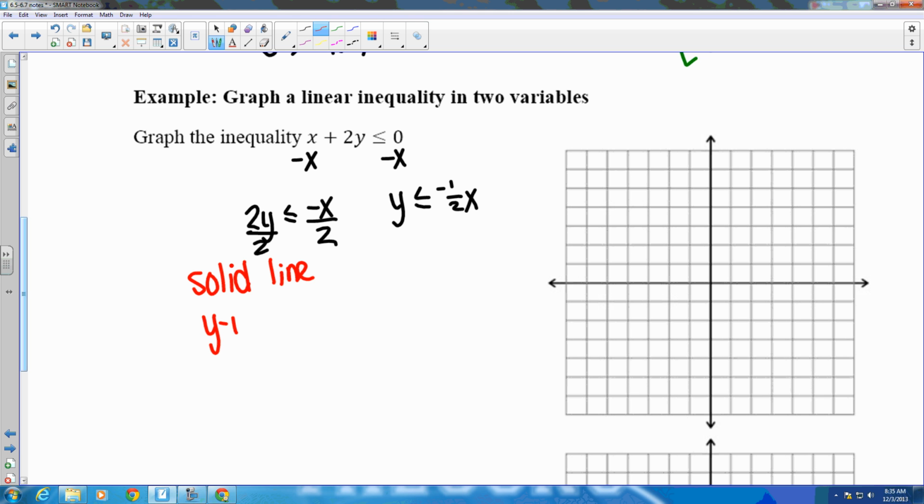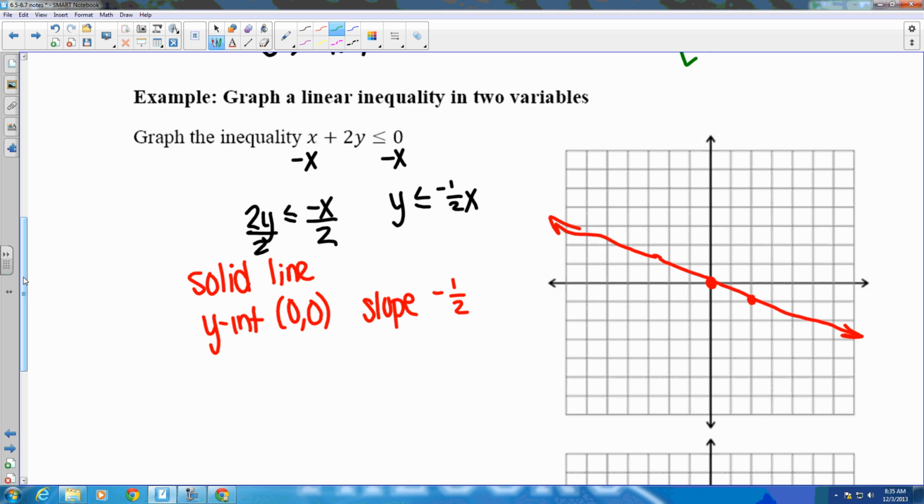Our y-intercept is 0 because there's no b, and our slope is negative 1/2. So we start at 0, 0, go down 1 over 2, and graph it just like we would a regular line since it's solid. When you graph, you should be using rulers, so it would not look that terrible.